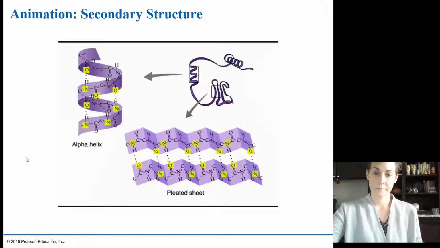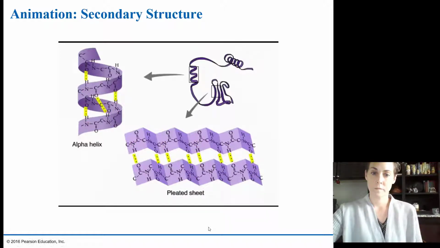Oxygen and nitrogen atoms along the backbone are highly electronegative, giving them partial negative charges and leaving nearby hydrogen atoms with partial positive charges. These negatively and positively charged atoms are attracted to one another at regular intervals along the chain, causing parts of the protein to twist or fold back upon itself.